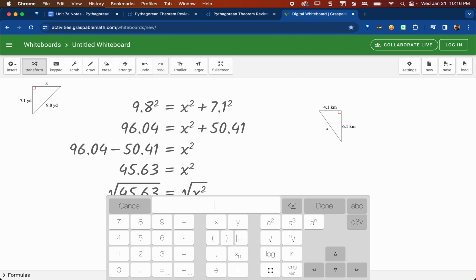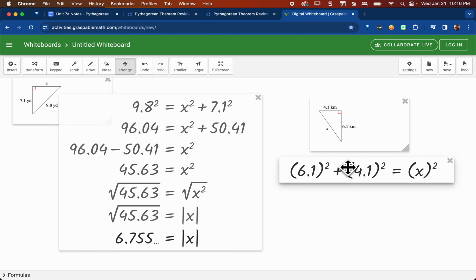So again, I'm going to have a leg squared plus a leg squared, and those added together equal the hypotenuse squared. It doesn't really matter which side you put the two things added together and which side you put the thing by itself. What does matter is that the hypotenuse is the part that's by itself. So that's our X. It's across from the right angle. The other numbers are 4.1 and 6.1.